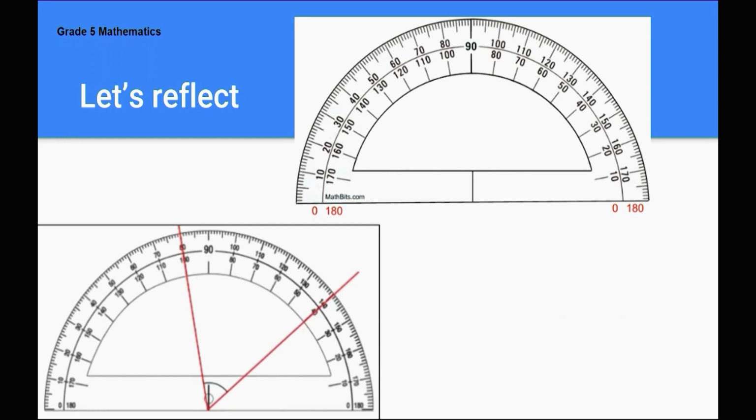So in today's episode of Math Matters, we learned about tools to measure angles and began learning how to measure angles.